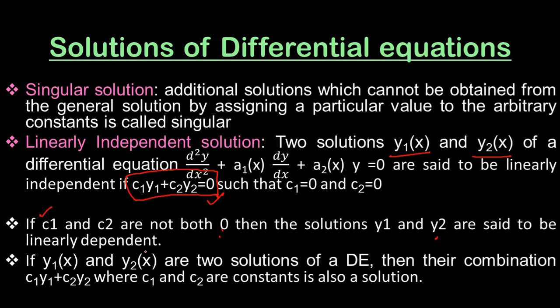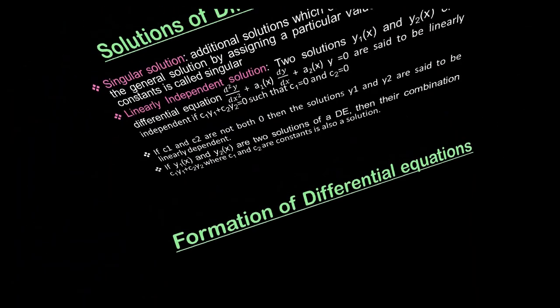And if y1 and y2 are two solutions of a differential equation, then the combination written in this form, C1y1 plus C2y2, where C1 and C2 are constants, is also a solution for the differential equation. Now let us know how to form a differential equation.